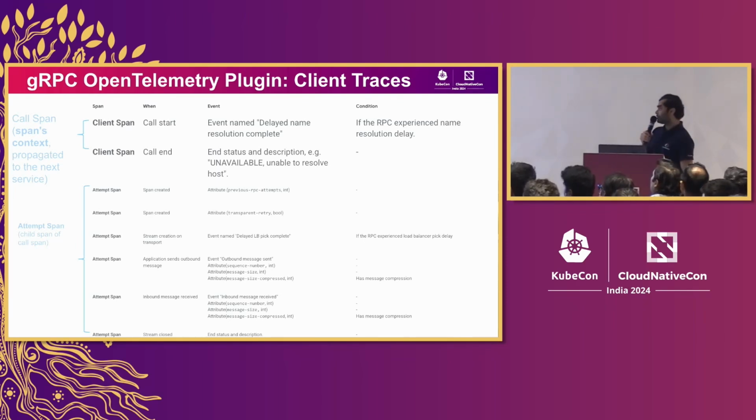Now, first we have the call span. That represents, as I said, the overall gRPC call, regardless of the retries. It contains high-level information from call start to call end. For example, if there was a delay in name resolution, then what was the RPC status, whether it failed or succeeded. And this part gets propagated to the next service. This is crucial for distributed tracing because that is how you connect the dots from one service to another.